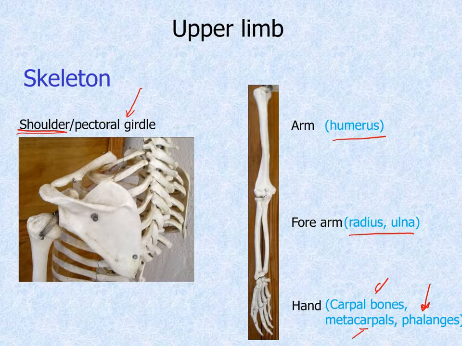The shoulder girdle consists of 2 bones, the clavicle and the scapula. These 2 bones are attached to the axial skeleton through one joint, which is called the sternoclavicular joint, which is located here. There is another joint between the 2 bones, the clavicle and the scapula, which is called the acromioclavicular joint, and which is here.